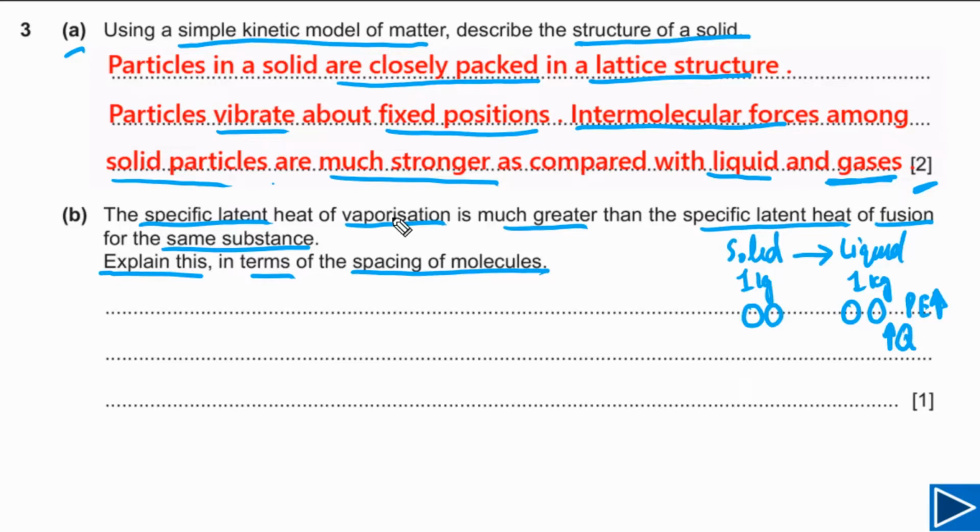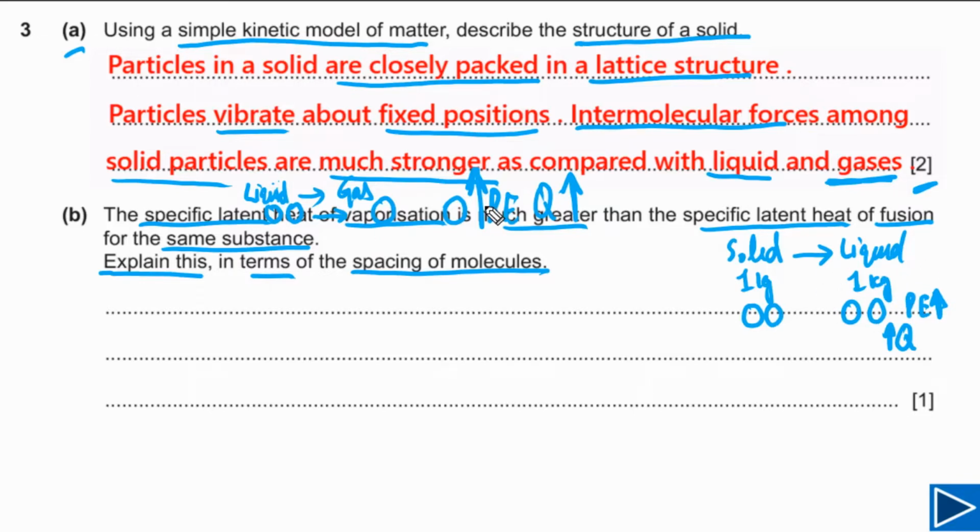Now if you look at latent heat of vaporization, we can also simply understand in this case when liquid changes into gas. In liquid, the molecules are close together, but when liquid changes into gas, molecules are far apart from each other. So in this case temperature does not change, kinetic energy of the molecules does not change, but the potential energy of the molecules increases a lot. So if the potential energy of the molecules increases a lot, it means Q supplied has to be a lot. So that's the reason the specific latent heat of vaporization is much greater than the specific latent heat of fusion.